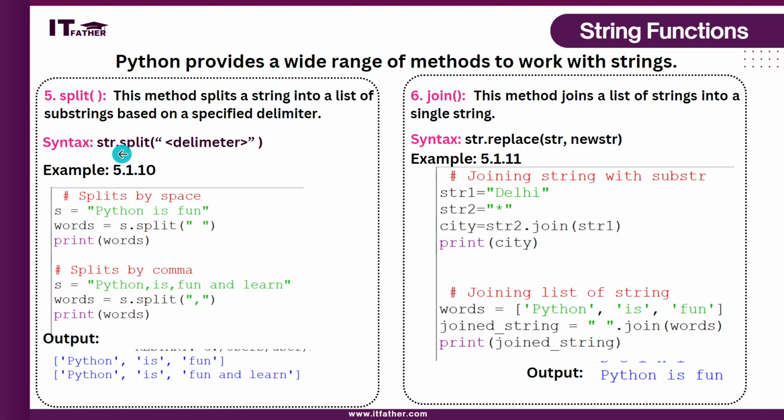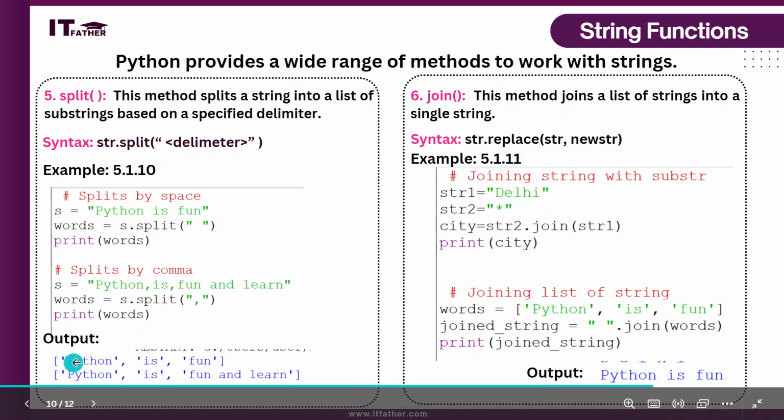string dot split function, and then we have to pass a delimiter, right? If we are not passing a delimiter, then by default it takes a space. So if a space is given by default, then Python is fun, in between we have two spaces, then this single string will be converted into three strings. Python, is, fun in three words, and these words will be converted in the form of a list. So you can say a list of strings will be generated.